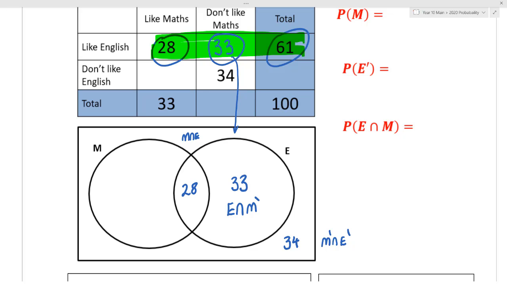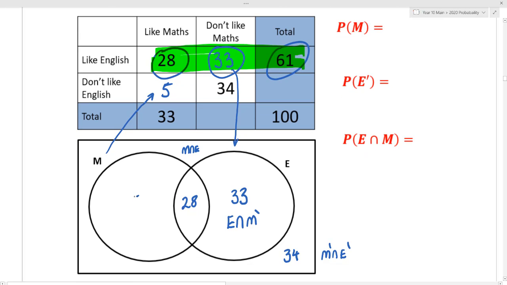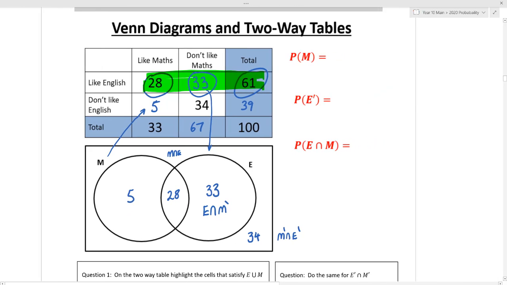And finally, how many don't like English? Well, how many go in here? 5, yeah, okay. Now, that 5 goes in there, yeah? Not sure. Yes, 39 over there. Yes, that's 39. And then 67, absolutely. Very good. Okay, so guess what?